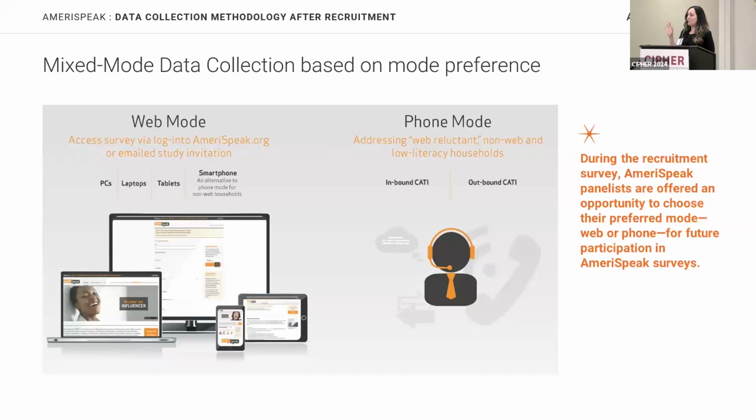And then this is the slide I would like you to pay attention to, because this is the main variable I'm going to talk about. During the recruitment survey, AmeriSpeak panelists are offered opportunities to choose their preferred mode, either web or phone, during future participation of the subsequent AmeriSpeak surveys. So the phone mode is specifically given in order to cover that non-internet population, as I mentioned.